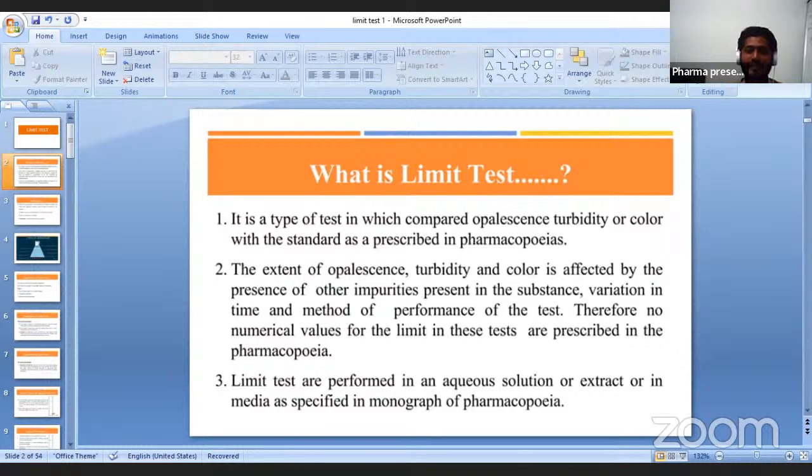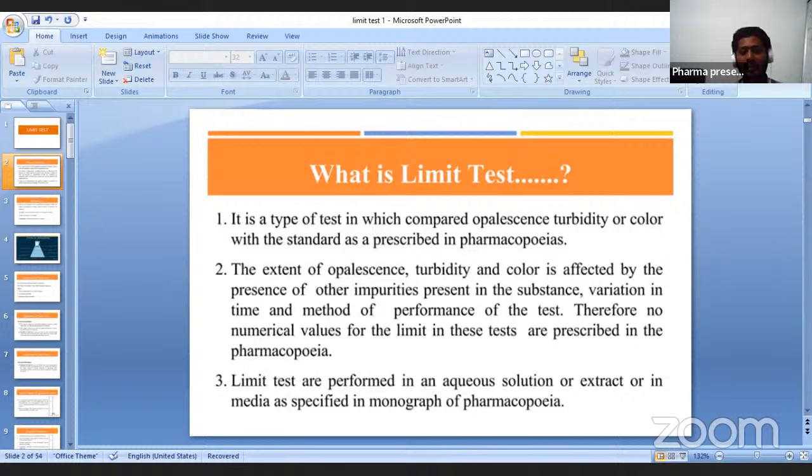If you look at the opalescence in this image, the standard has slightly higher opalescence than the test, so this one passes the test. Likewise, if you see the color in this image, the test has a darker color than the standard, like the pink example mentioned. So this will fail the test because it is darker, which means that the content is quite a bit more in that one.